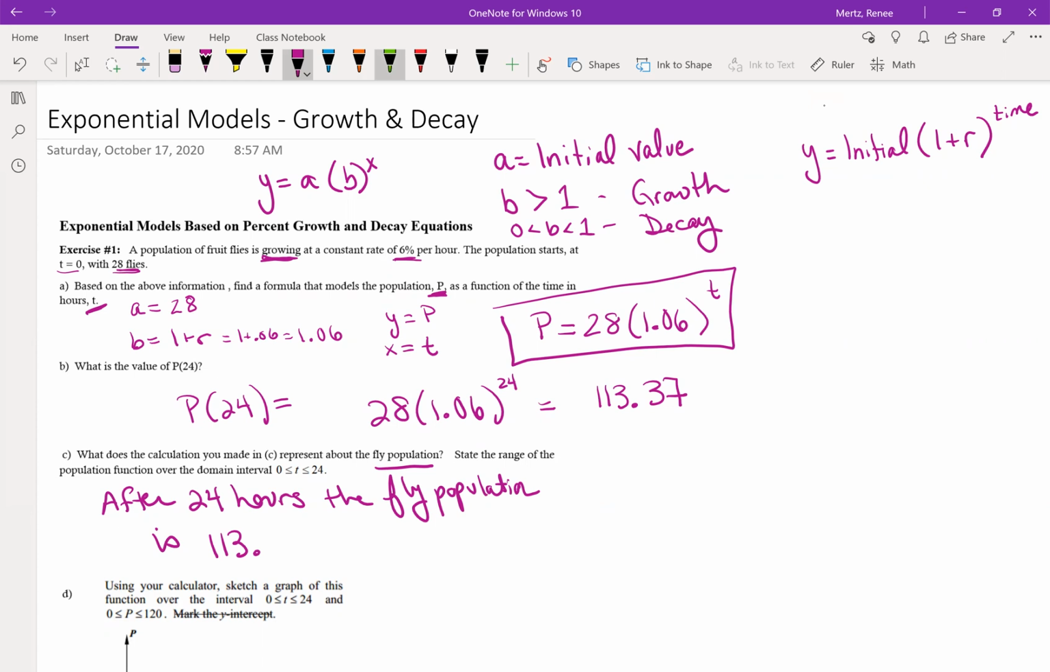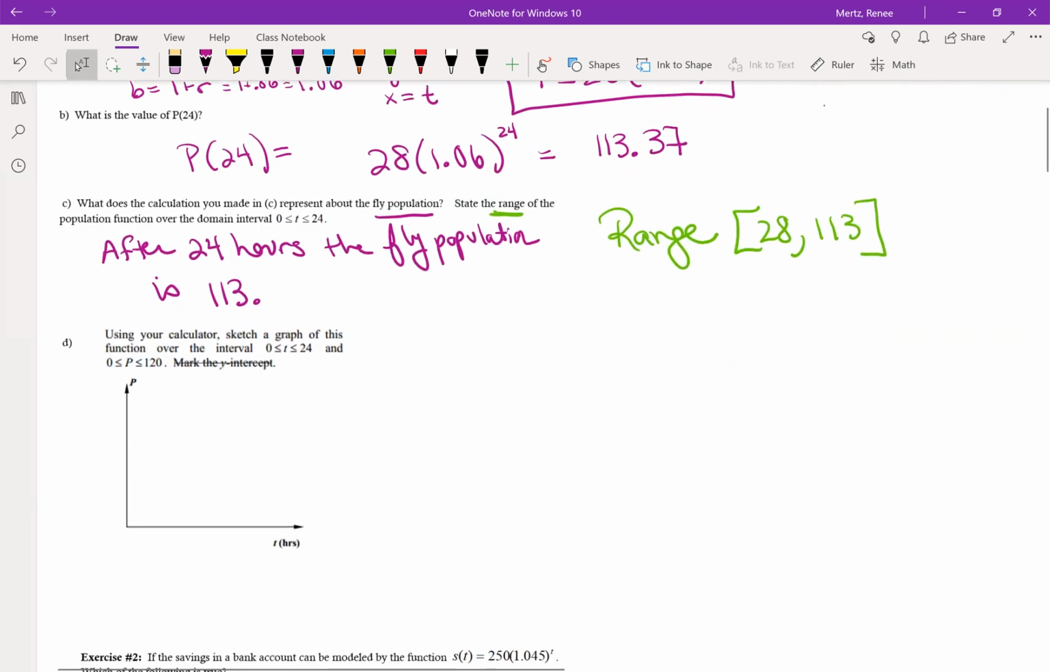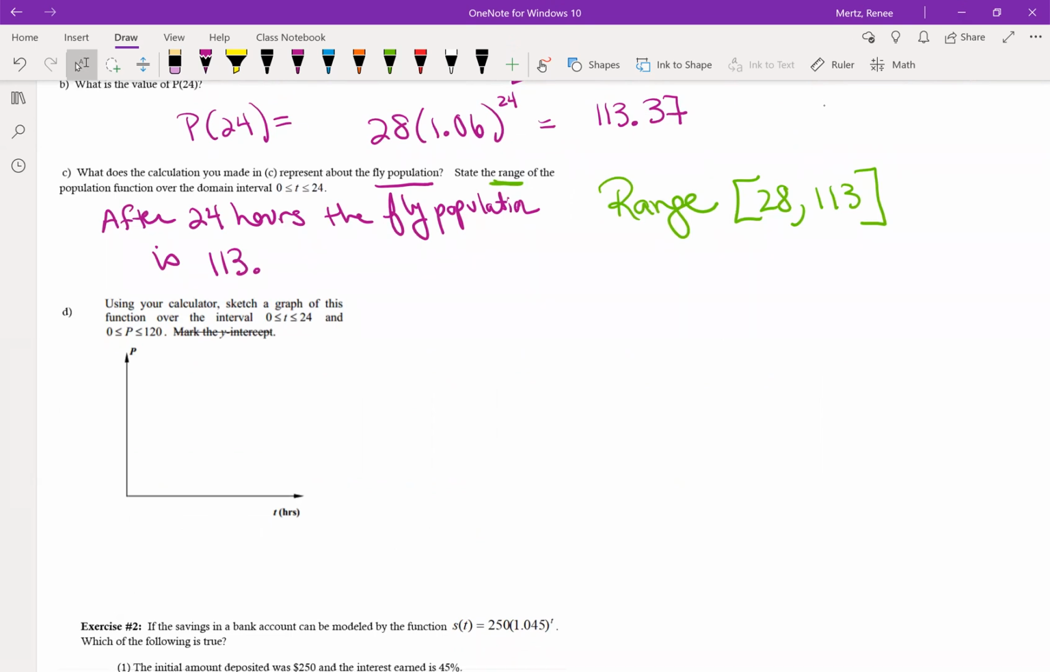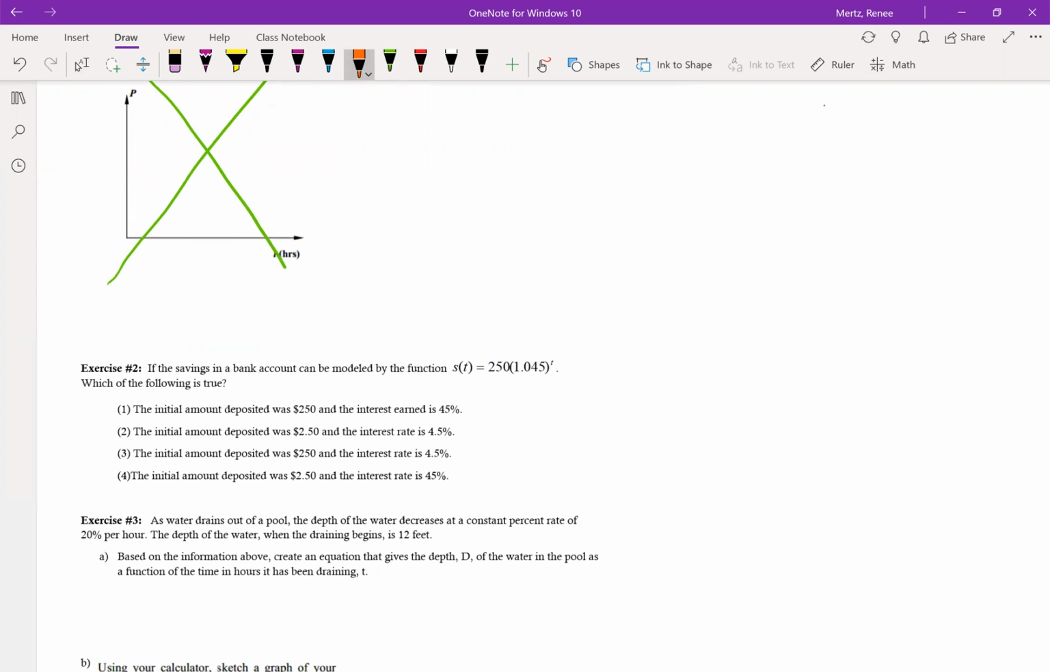Awesome. What is the range? So the range, where did we begin? Where did we end? We began with 28 flies. We ended with 113. Good. So we're going to do a sketch of this. We don't really need to know this quite as well as we used to because we're not going to be taking a Regents exam. So we'll just skip this. We'd have to monkey with our window and do that kind of stuff. I'd rather you just know what you're doing.